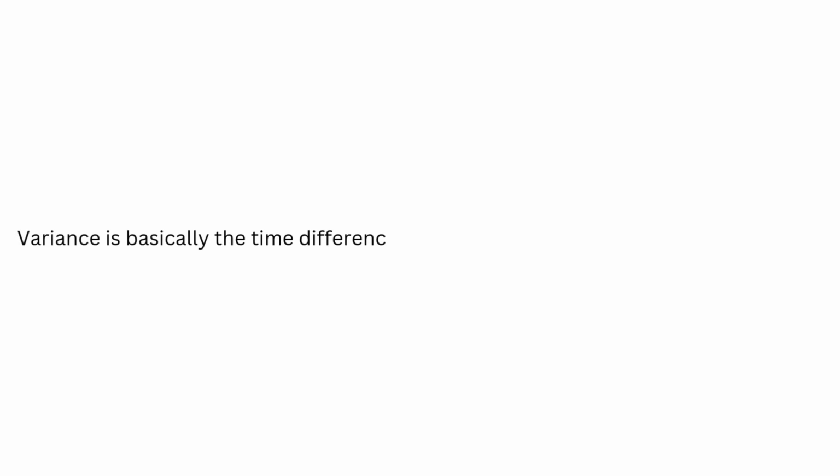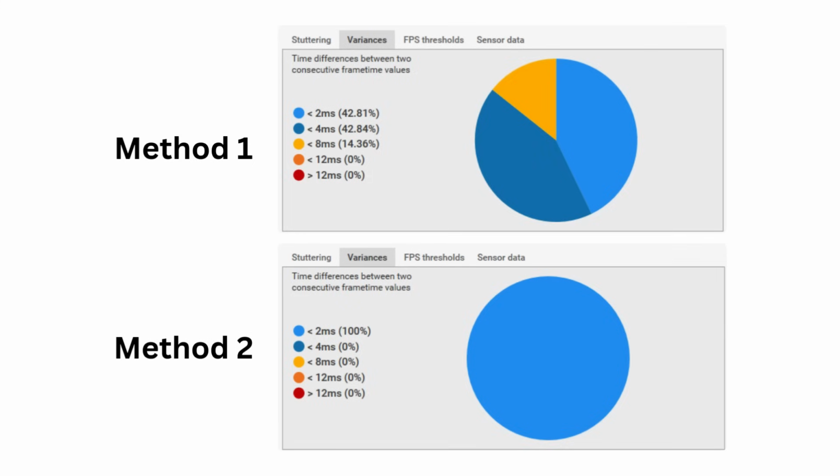And now here is the variance for both the benchmarks. Variance is basically the time difference between two consecutive frame time values. Variance less than 2 milliseconds in method 1 is 42.81%. However, it's 100% in method 2, which is by far the biggest difference in these benchmarks.